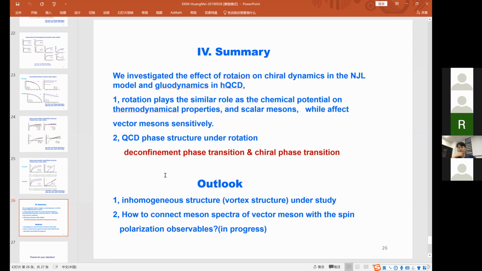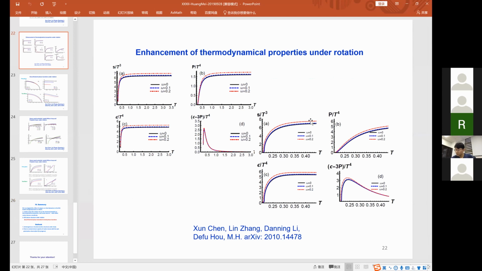But for the equation of state, maybe not too much, because, as you say, the thermodynamical potentials are not affected too much. But I think we can try that. We can try to look at that.